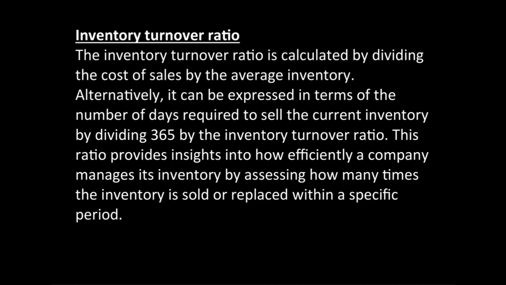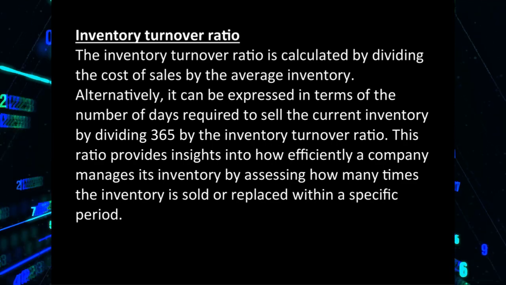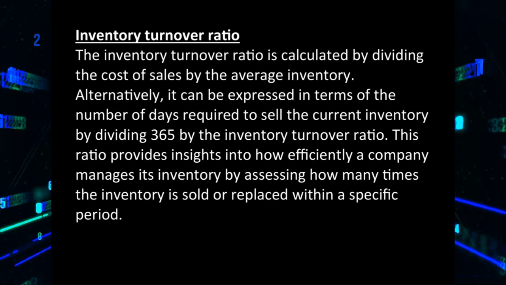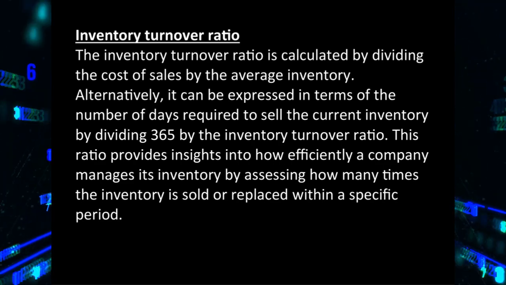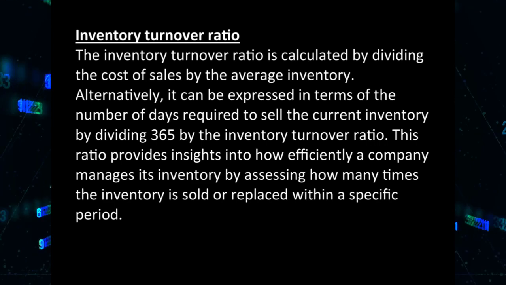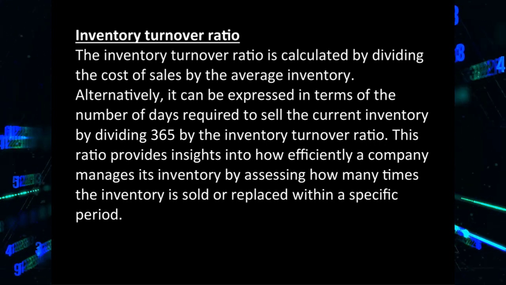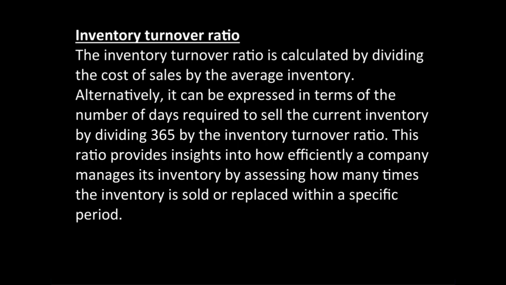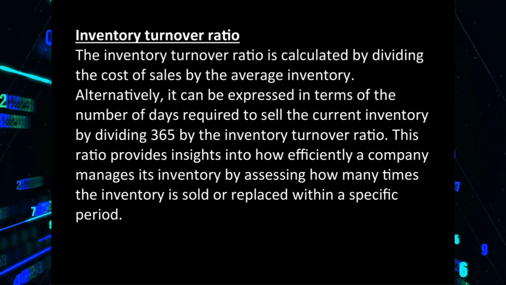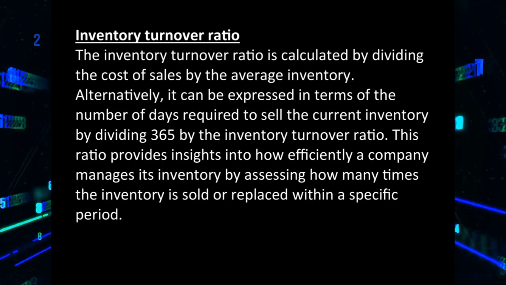Inventory turnover ratio. The inventory turnover ratio is calculated by dividing the cost of sales by the average inventory. Alternatively, it can be expressed in terms of the number of days required to sell the current inventory by dividing 365 by the inventory turnover ratio. This ratio provides insights into how efficiently a company manages its inventory by assessing how many times the inventory is sold or replaced within a specific period.